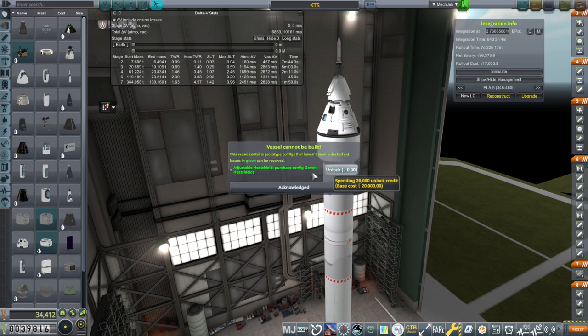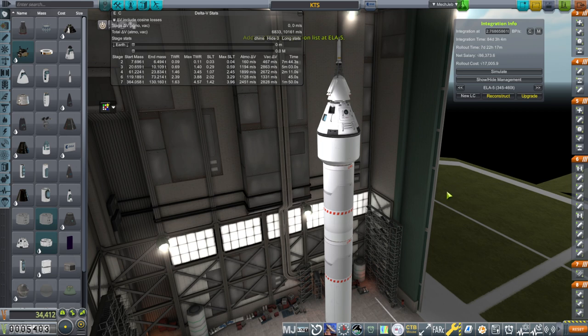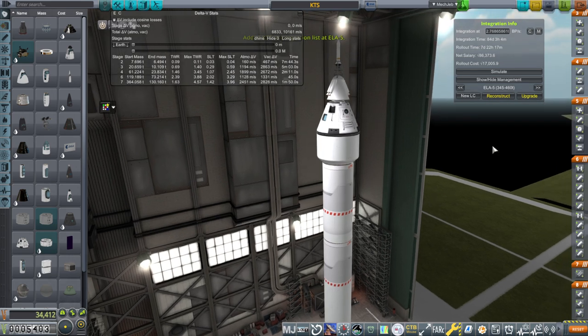Oh yes, we have... Oh, now that's unlock zero. Oh, because we have unlock credit. Okay. It didn't say anything about unlock credit. Well, I guess it wasn't expecting this unlock... Why doesn't it have this unlock anyway, and the unlock credit up there? I don't know. Anyway, apparently we had unlock credit, and now it's building.